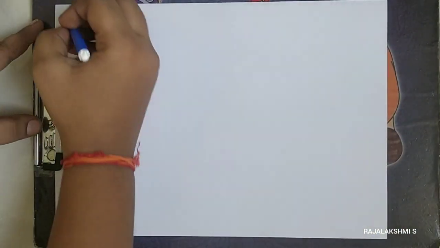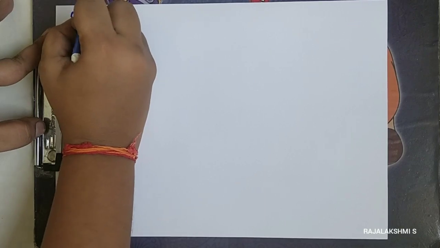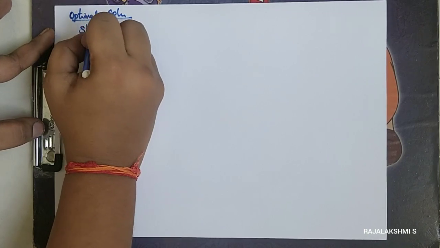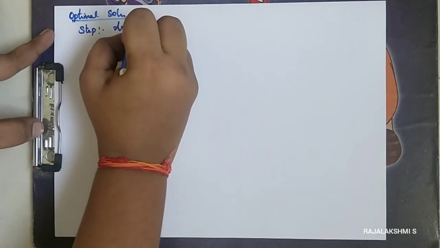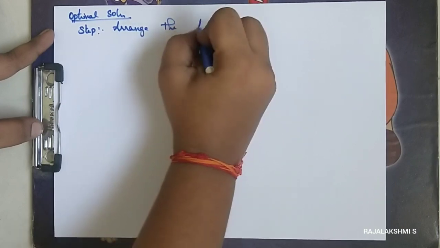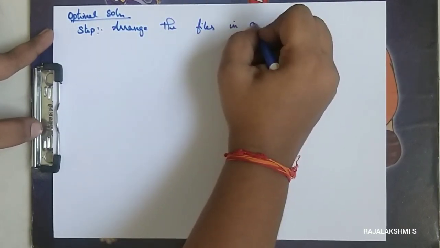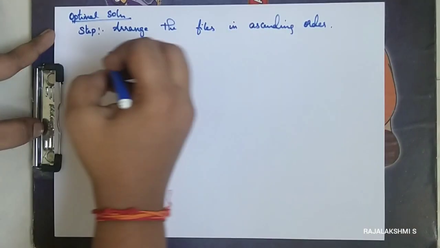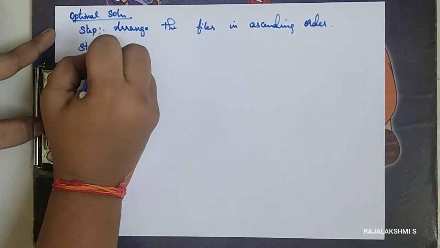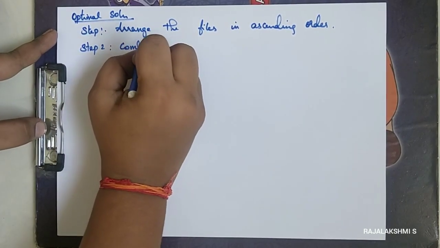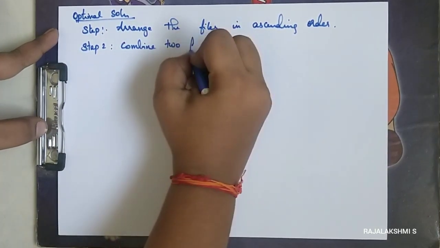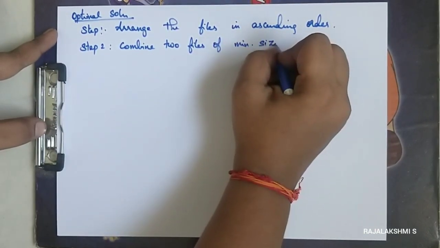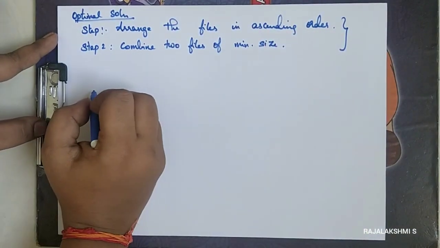So the first thing is that optimal solution. So first, step 1, arrange the files in ascending order. Step 2, combine two files of minimum size. So these are the two rules we should follow while merging the files.